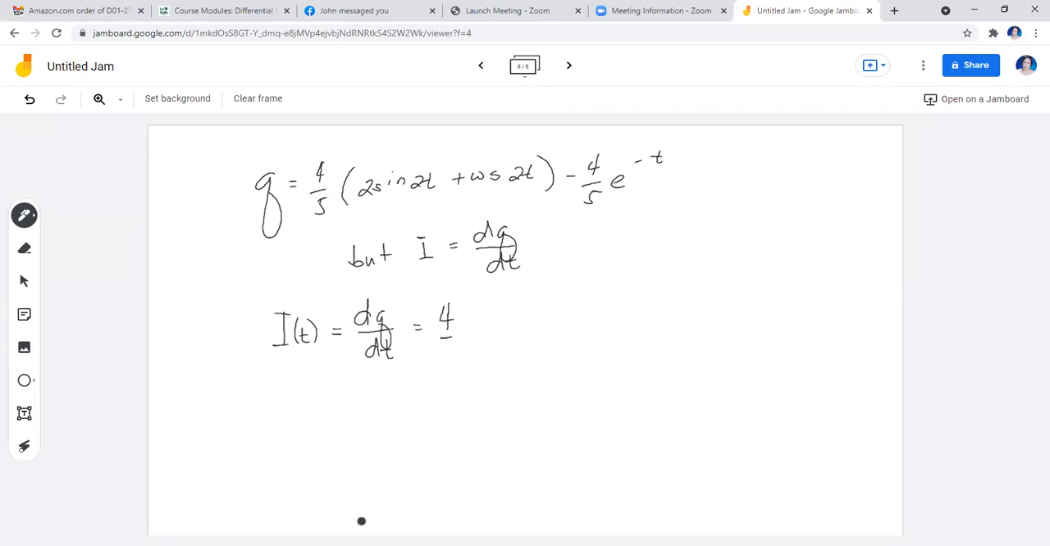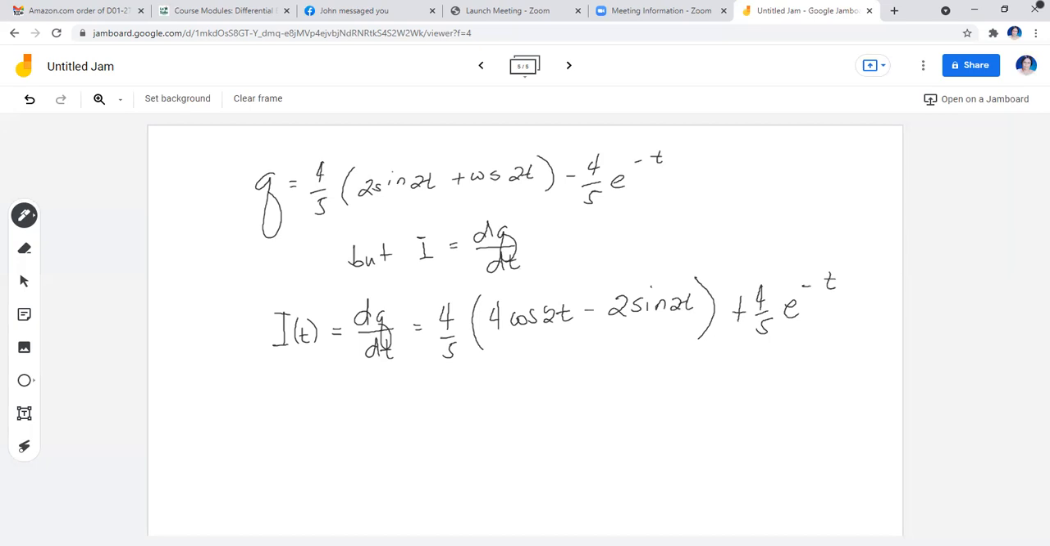So I will just differentiate this one. I will have 4/5 multiplied to, if I differentiate the sine, that would give me a cosine, but don't forget the 2 in here. So you will have 4 cosine of 2t. This one will yield a negative sign, so this would be minus 2 sine of 2t. And for this, which is negative, in terms of its derivative, that would be multiplying it with negative 1. So this becomes now positive, plus 4 over 5 e raised to negative t.